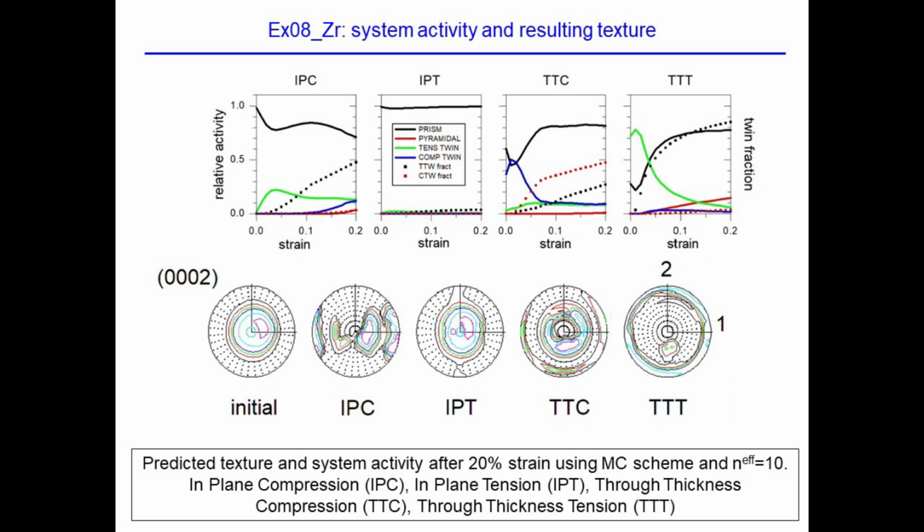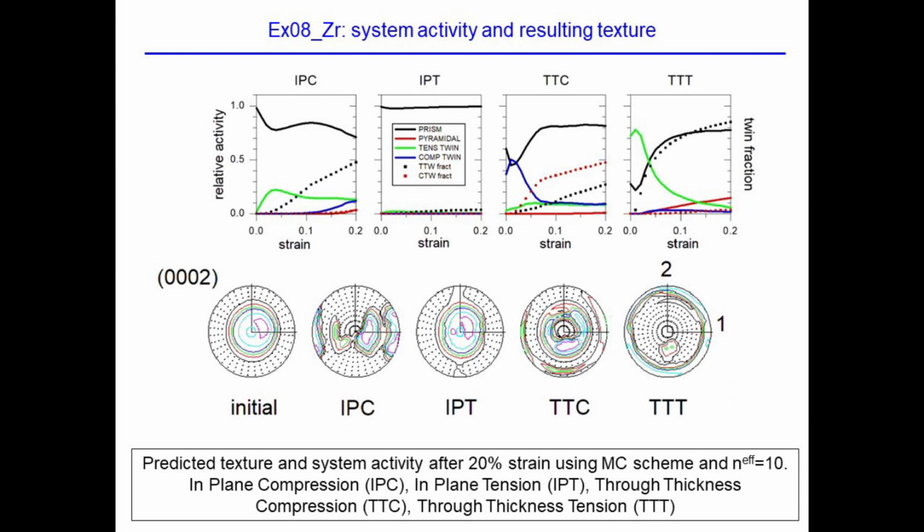You still have this component here, but if you keep pushing, probably, if you do it in magnesium, magnesium twins even much more easily than zirconium, and you can reorient practically the whole grain, or 90% of the grain, and change completely the texture with relatively little strain. So as you can see, here is all prismatic slip. There is nothing of the other systems, no twinning.